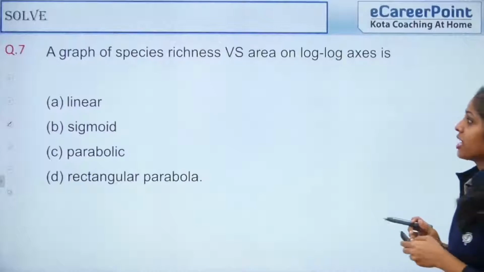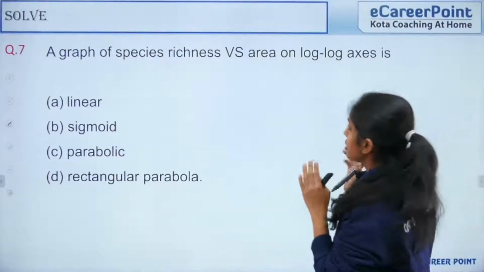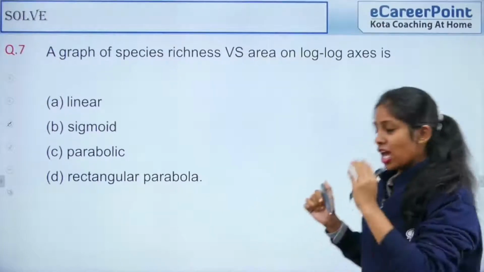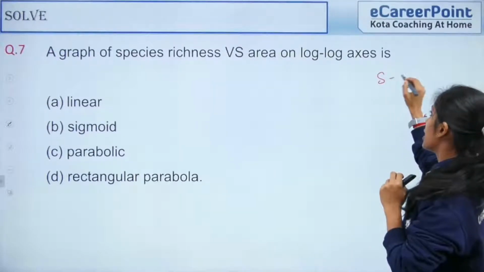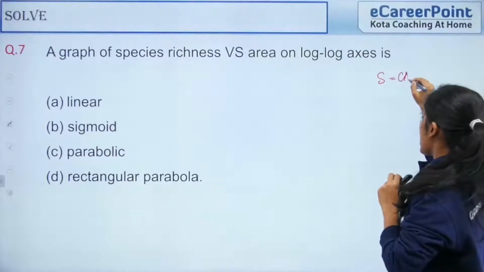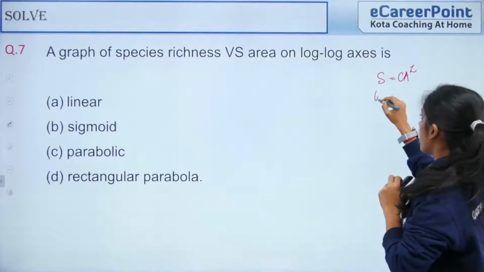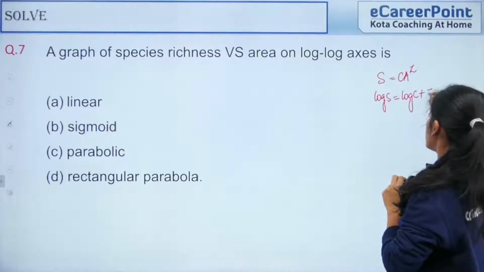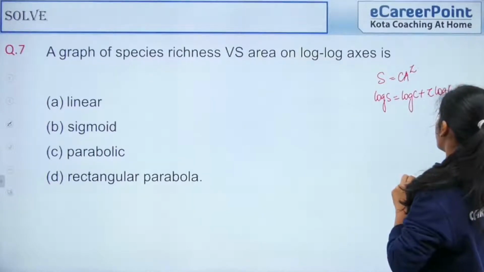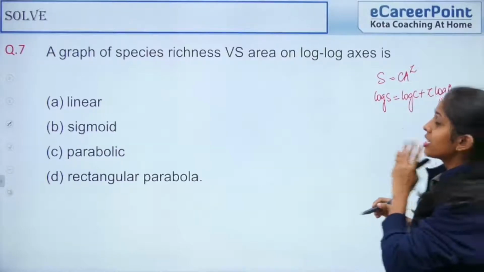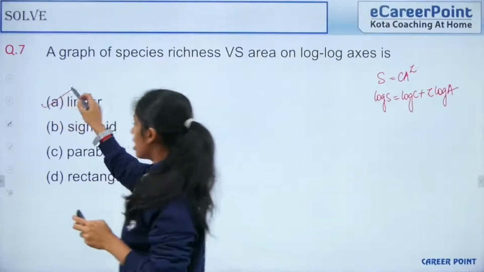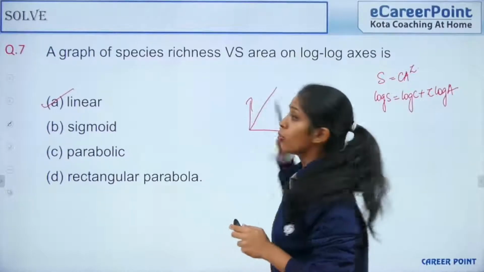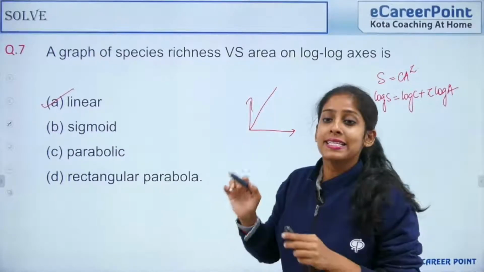Okay, so question 7: a graph of species richness versus area on the log axis. So what is the equation? S is equal to C A to the power Z. So it is log S is equal to log C plus Z log A. Right? So what is the graph? The graph is linear. In some cases, like in the case of frugivores, it becomes more steep. But this is a linear graph.